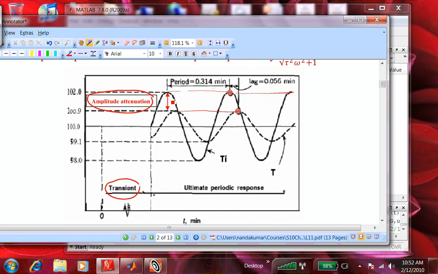What do we mean by the phase shift? The output is basically the same sine wave with the same frequency, but the time at which it reaches peak is not the same as the time at which the input reaches peak. So if you take the peak to peak time difference, that is your phase lag. The output is lagging behind the input by a certain time interval, and that's what the phase lag means. It is 0.056 minutes in this particular example.